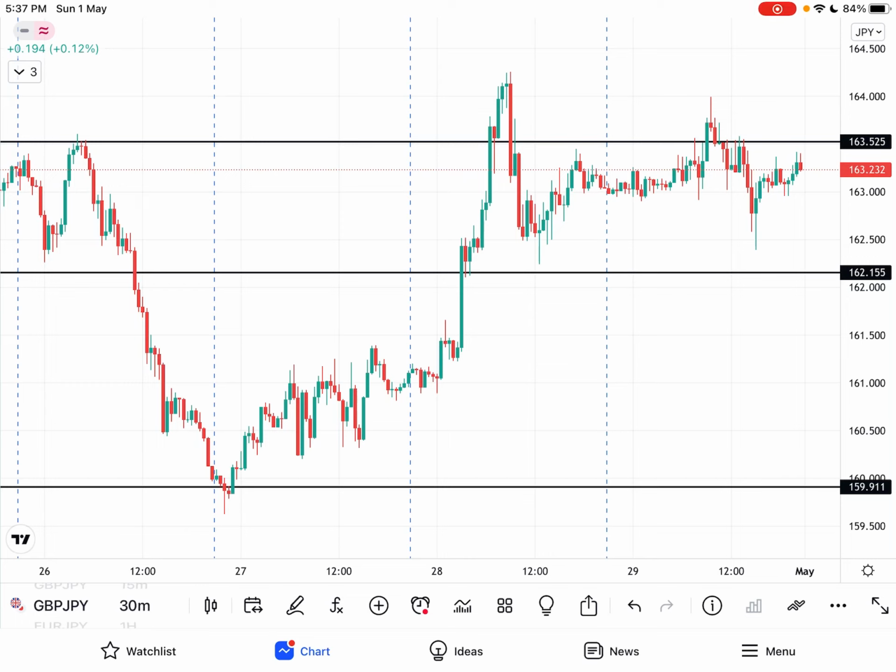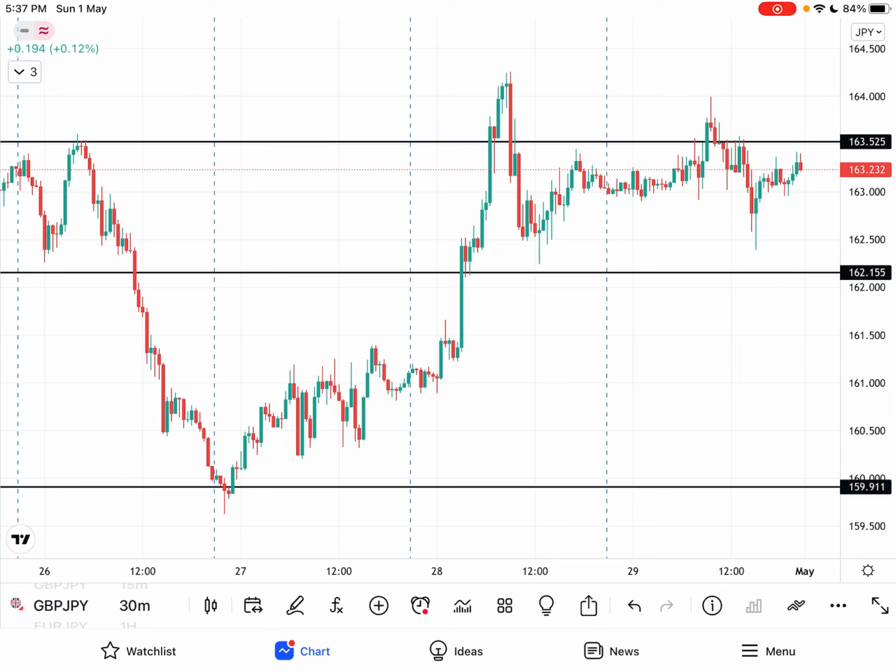Now this is how our chart is looking. Is that okay? We get to know that 163.525 is a level of resistance, 162.155 is a level of support, and 159.911 is also a level of support. Is that okay? Now this is one person, Lonesome D, saying that from his computation, these are the support and resistance levels.